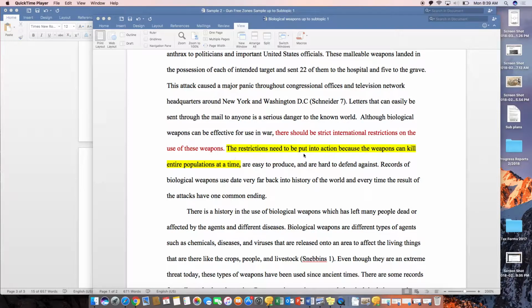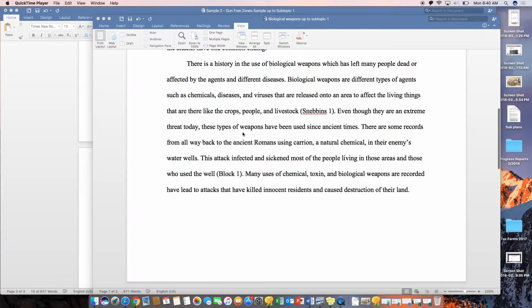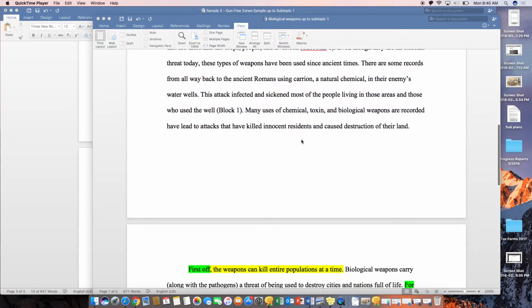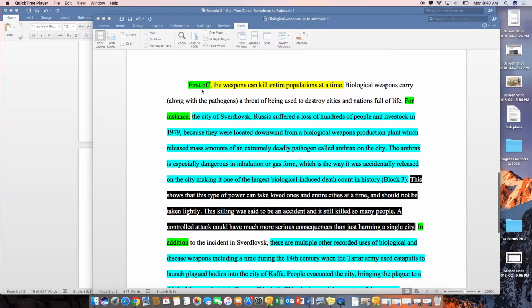And then the restrictions need to be put in place or put into action because the weapons can kill entire populations at a time. So that means this is subtopic 1. We should be looking to see what examples this author shows that there have been mass killings in entire populations that have been affected by biological weapons. So let's look down. Again, here's a historical background paragraph. And here we go. What do they start with?